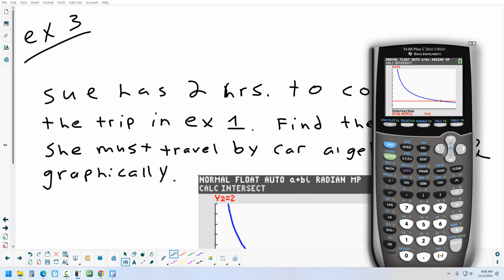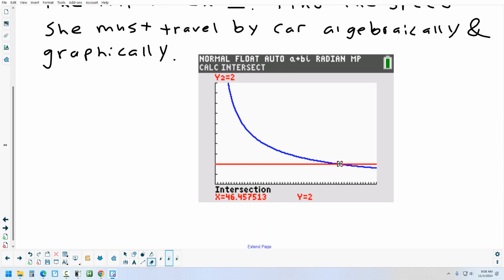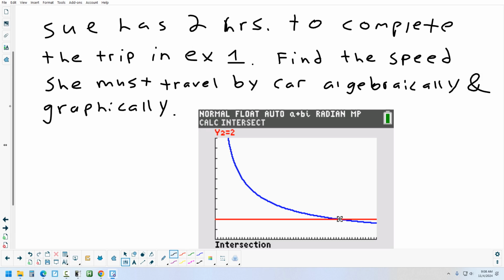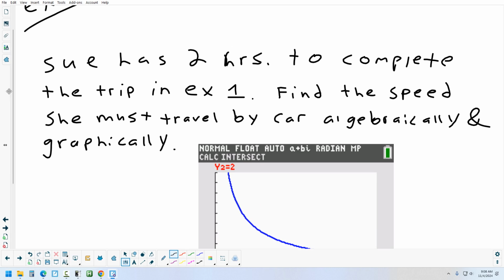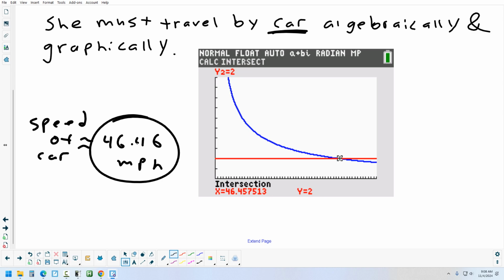So if Sue is going to complete the trip in exactly 2 hours, it says to find the speed of the car. So what would be the speed of the car in this problem? It's about, we'll go to 2 decimal places, 46.46. That is the speed of the car.